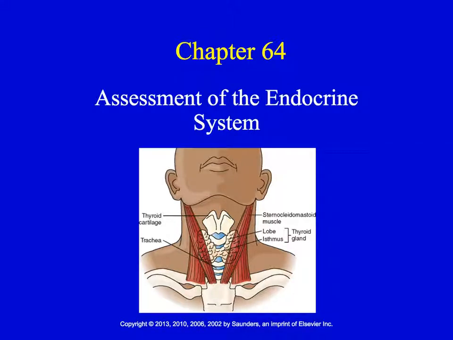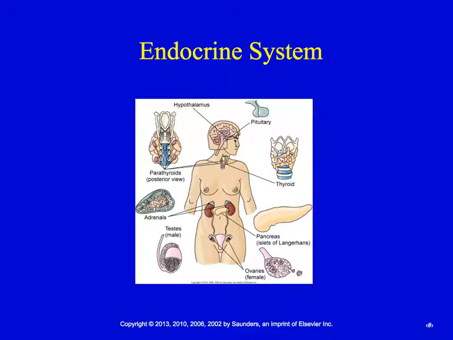All right, for this presentation, we're going to review Chapter 64 just somewhat briefly, and just kind of review the assessment of the endocrine system. So this is just a good picture of all the endocrine glands that are in the endocrine system, where they are located in the body. It's very important just to kind of get a visual of this.